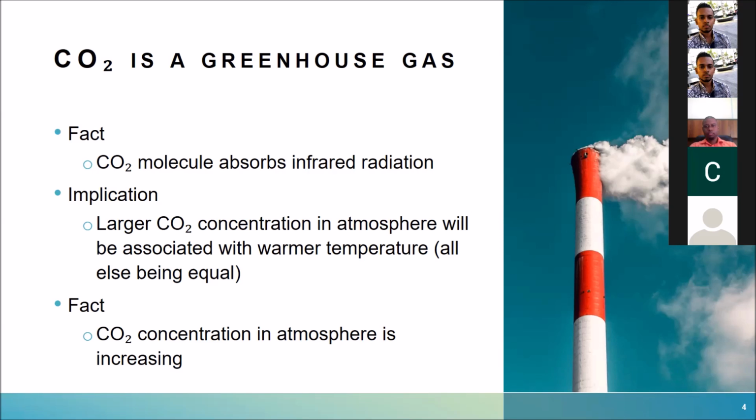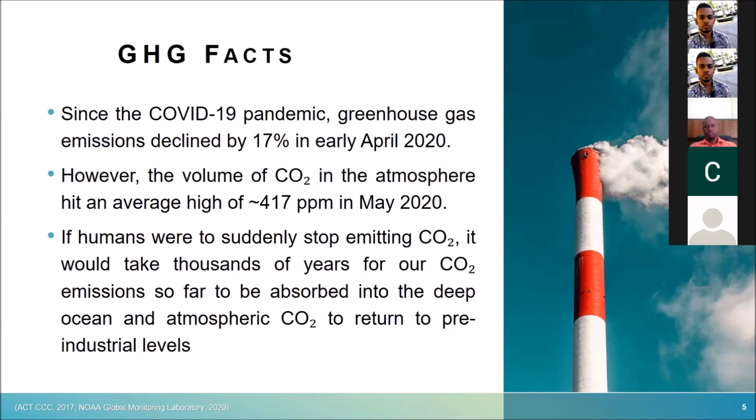So the fact is carbon dioxide concentration in the atmosphere is increasing, hence it's causing the global average temperature to increase. And some other stubborn facts that we'll observe is that since the COVID-19 pandemic, although there have been major shutdowns across the globe, reduction in transportation and movement, even reduction in activities in the industrial sector, there was only a 17% decline in greenhouse gas emissions in early April 2020. However, we are seeing that carbon dioxide concentration in the atmosphere hit an average high of 417 parts per million in May 2020, just 1 month later.